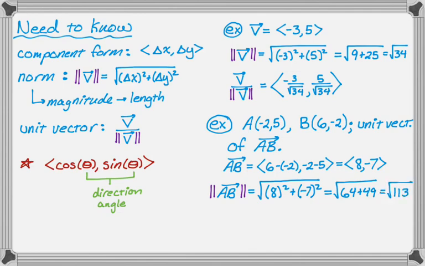All right, so we have the vector in component form, we have the norm of the vector, so we're going to divide those and get a unit vector. And that'll give us 8 over radical 113, negative 7 over radical 113. You might notice that I don't rationalize these. You don't really gain much by rationalizing them.